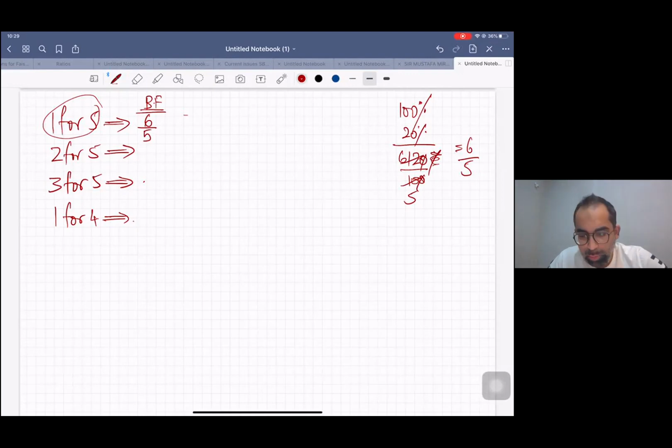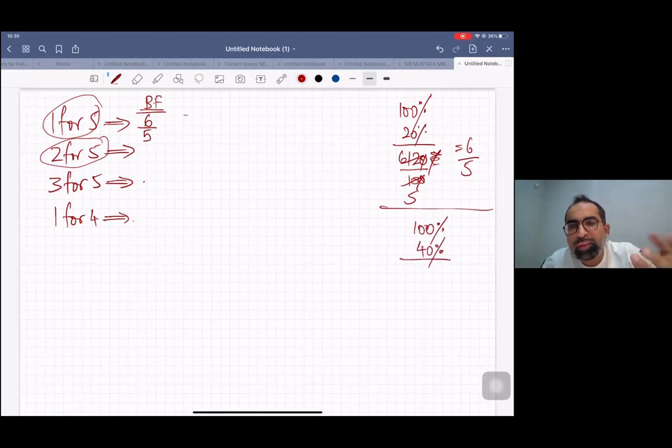Now let me do for 2 for 5. Now wait. Existing total for anything is 100%. And 2 for 5 means 40%. What do you mean by 2 for 5? That shareholder, for every 5 shares, they will receive 2 more shares. So 100 plus 40 is 140%. And if you remove this percentage sign, you will divide it by 100. Now, cancel 0, 0. And you hope you remember the timetable of 2. 2 × 5, 2 × 7. So it's 7/5.